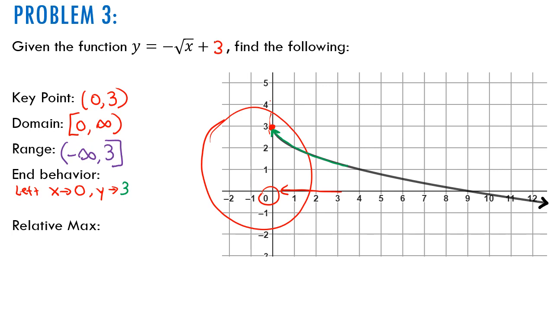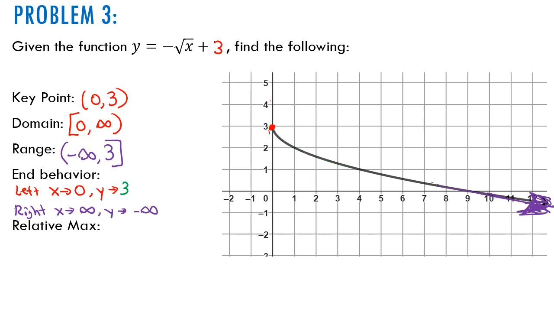Now if we look at the right side, as x approaches, once again, this graph is going this way forever. So as it approaches infinity, the y value, you can see how it's heading downwards, is going to head towards negative infinity. Okay, the relative max, so the highest point of the graph, is right up here at 0, 3. There's our relative max.